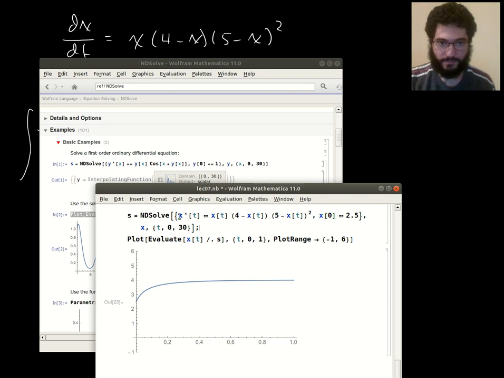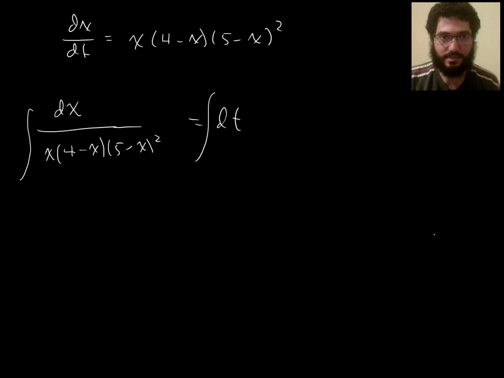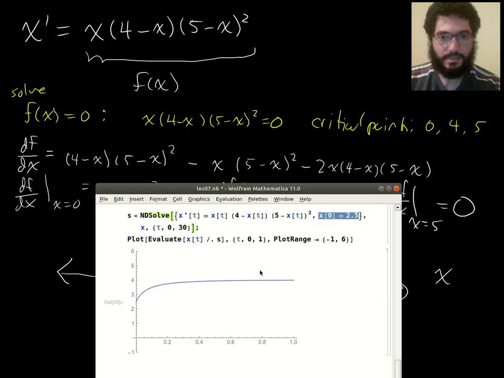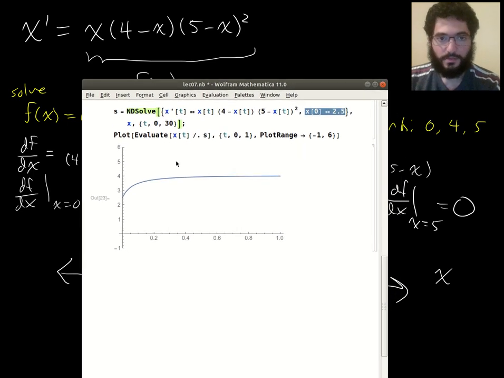So here I'm saying numerically solve this differential equation with the initial condition x of 0 equals 2.5, which is the same initial condition that we were thinking about here with x starting at 2.5, and we said, oh, it'll go to the right and approach 4 on the phase line. So here's a plot of what happens.